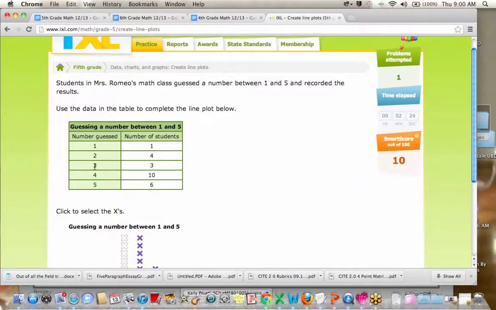1 kid guessed 1. 2 kiddos guessed that the number was 4. 3 kids guessed that the answer was 3. 4 students thought that the number was 10. Just kidding, I read that wrong. I read it backwards, sorry. 1 kiddo guessed 1. 4 kiddos guessed that the number was 2. 3 kiddos guessed that the number was 3. 10 kiddos guessed that the number was 4. And 6 kids guessed that the number was 5.